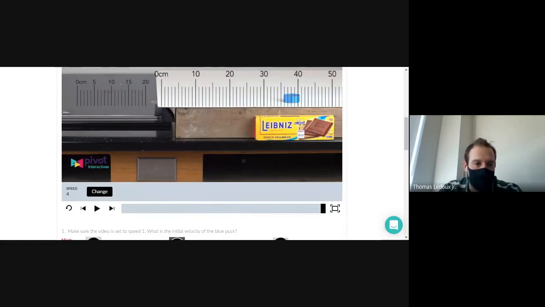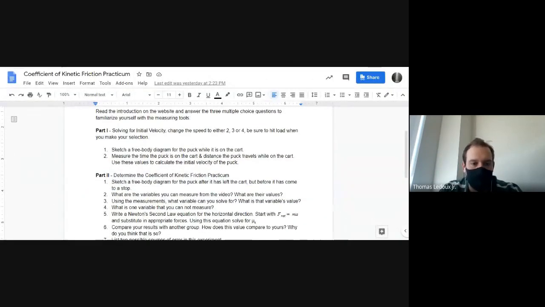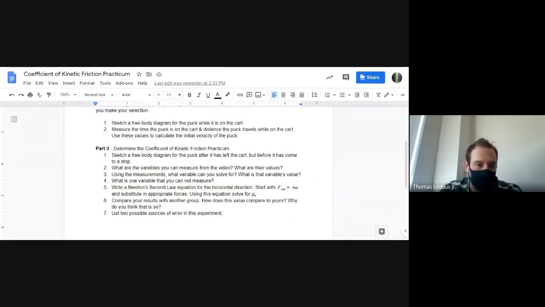So you see here, I've set up, this is a pretty early lab. So I've set up some pretty scaffolded questions, like where to sketch, what variables can you measure from the video, and then using the measurements, what can you solve for, right? So I'm really highlighting the difference between a measurement variable and a calculated variable. And then I ask them what they can't measure from the video, and then we get into the problem solving here with 5. So write a Newton's second law equation and use this equation to solve for mu sub k.